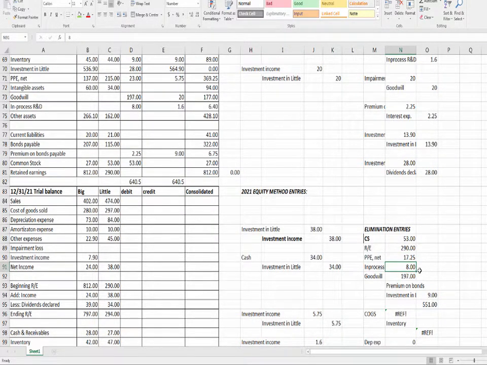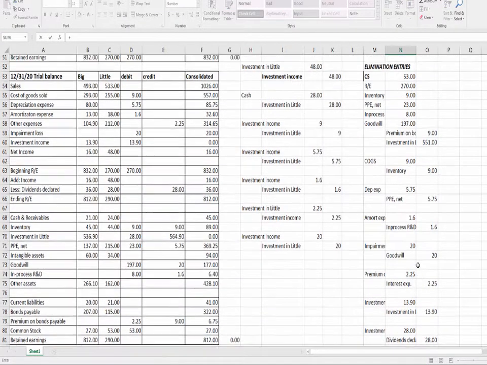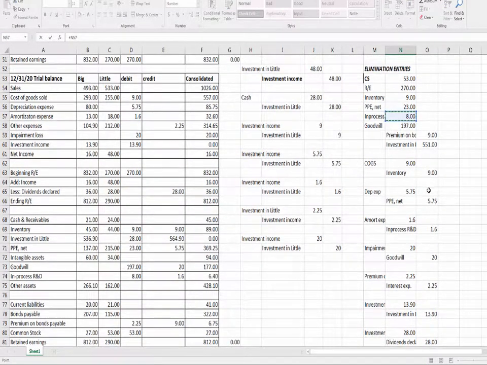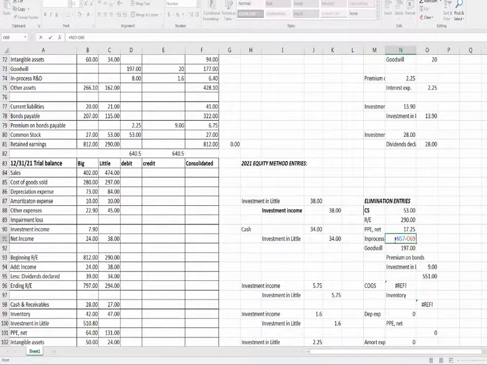Same thing with the in-process R&D. In-process R&D, last year we created 8, we took away 1.6. So again, the cell references N57 minus 069. So we've still got 640.